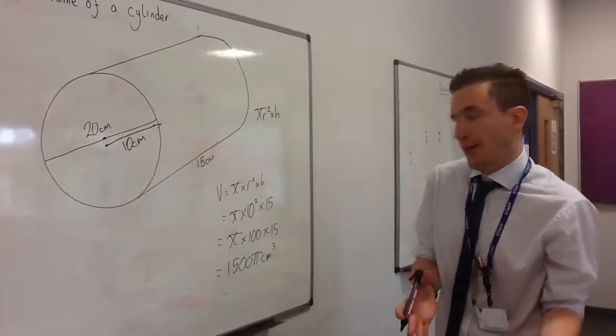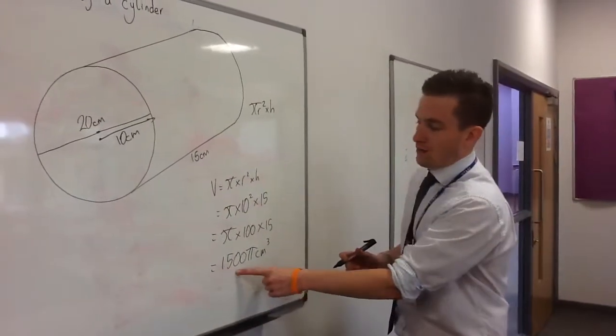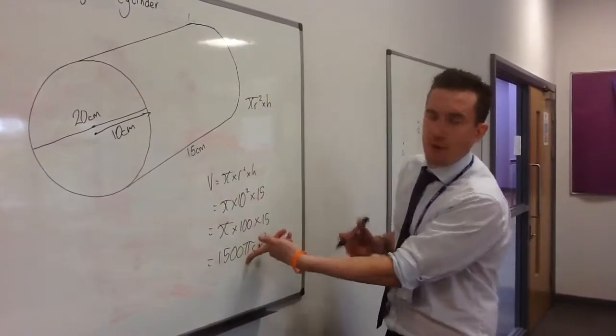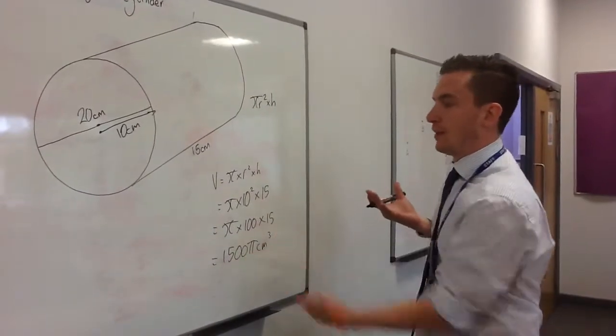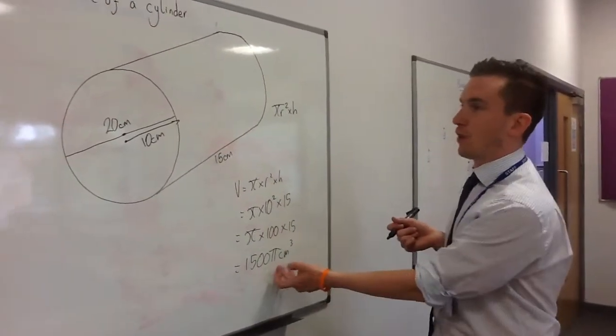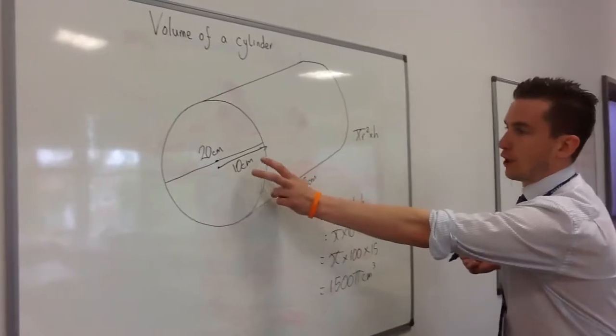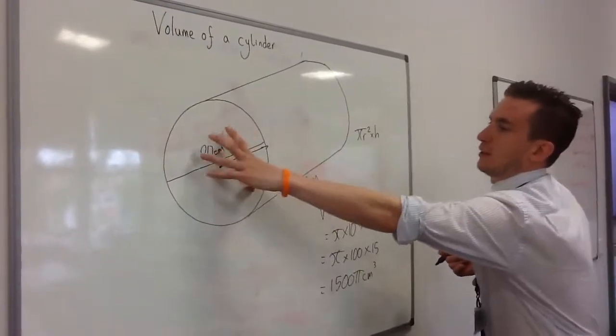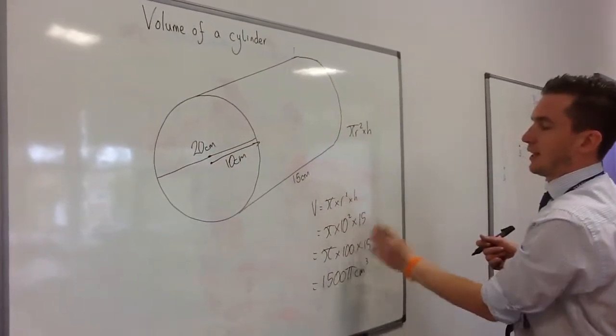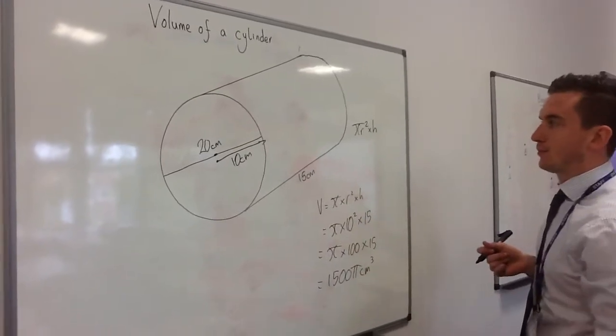If it was in the calculator paper, you do 1,500 times 3.142 if you're doing it to that many decimal places. So make sure we've got that. So key points there, make sure you've got the radius, make sure you find the cross section first, so radius squared times h, and then times it by pi.